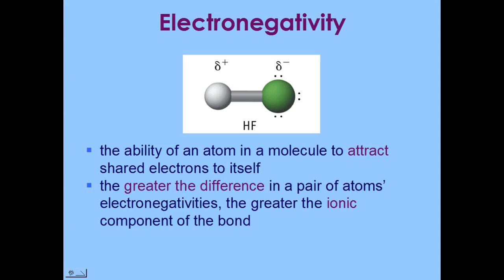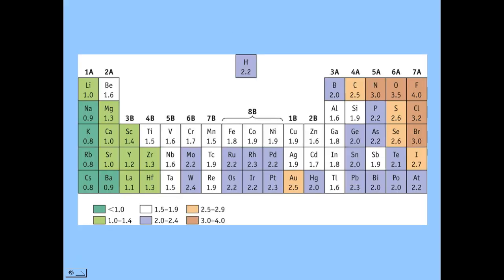So the further apart two elements are on the periodic table, typically speaking, the greater the difference in their electronegativities, and typically the more ionic the bond that will form. So this is a table of electronegativity values. I will not expect you to know this table of electronegativity values, but if I ask you to do something with such a table, it would be provided for you.